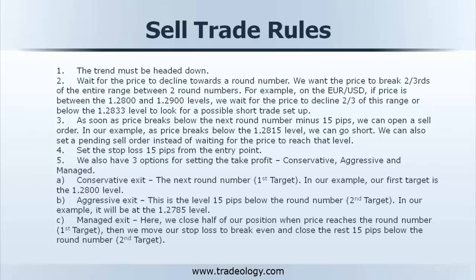Now over here, we will close half of our position when price reaches the round number, also known as the first target, don't forget that. And then we move our stop loss to break even, and we then look to close the rest of the position 15 pips below the round number. And this, again, is our second target. Okay, so very straightforward. If you thought the buy trade rules were easy, I'm sure that by now you can see that the sell trade rules are just as easy, if not easier.